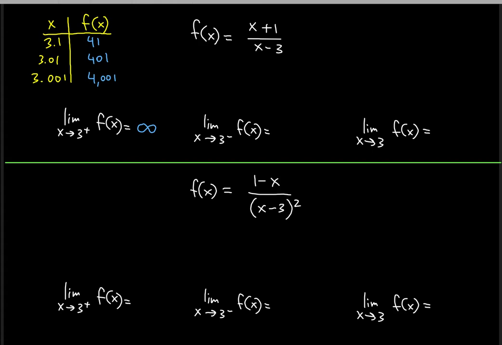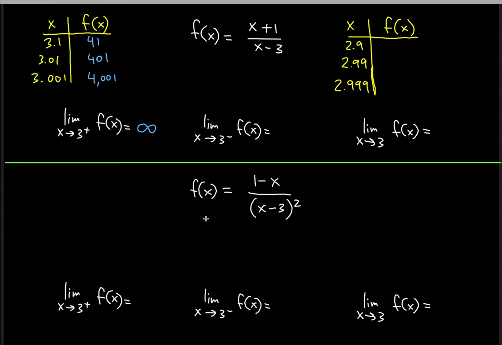Now, speaking of the left side, let's populate a list. And like I said, 3 values will be sufficient for that. And we need to approach from the left side now. So from the smaller values than 3, smaller values is going to be 2.9, 2.99, and even closer as 2.999, right? That will be the closest we can get to the value of 3.